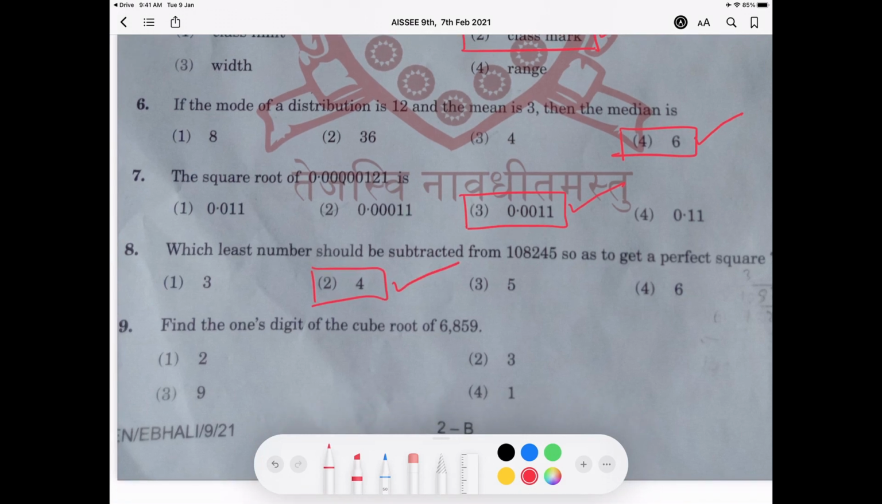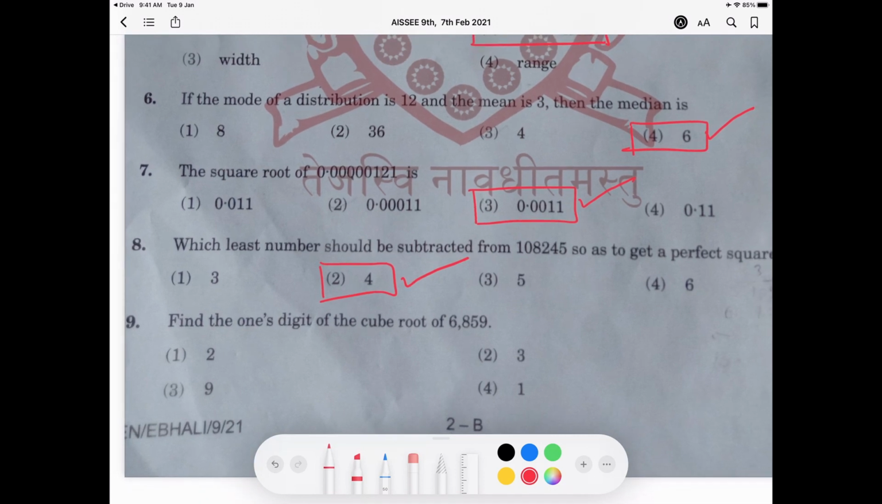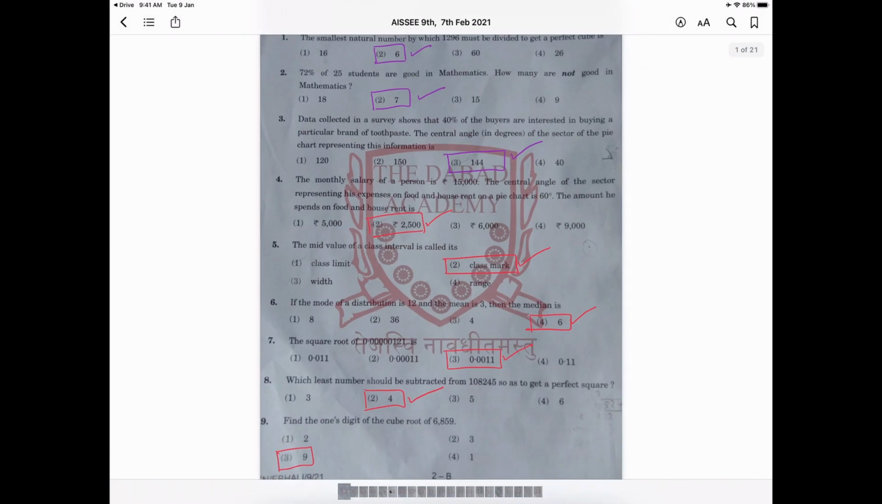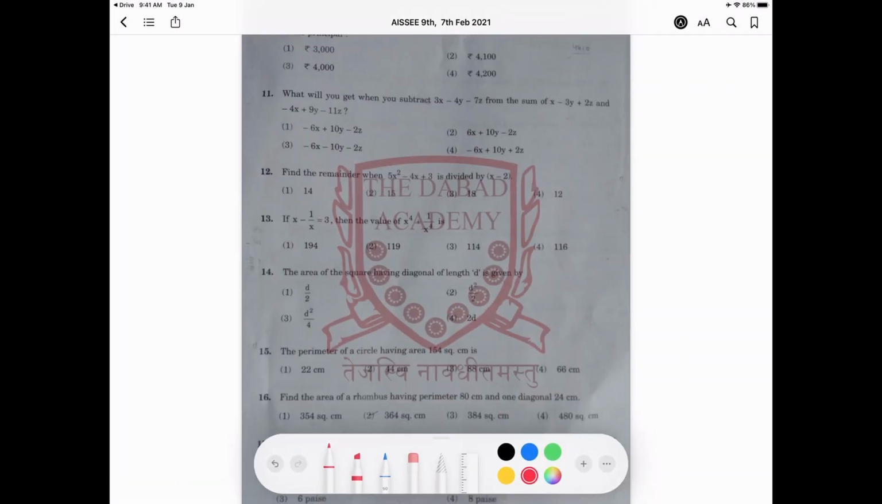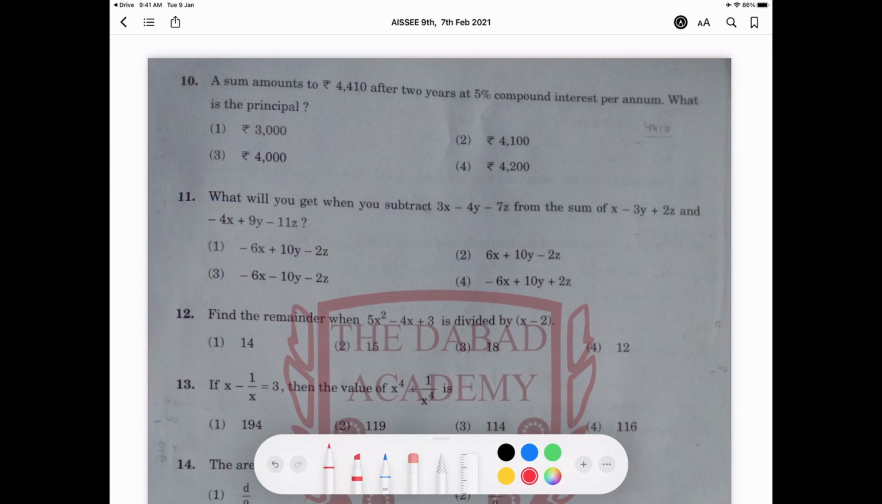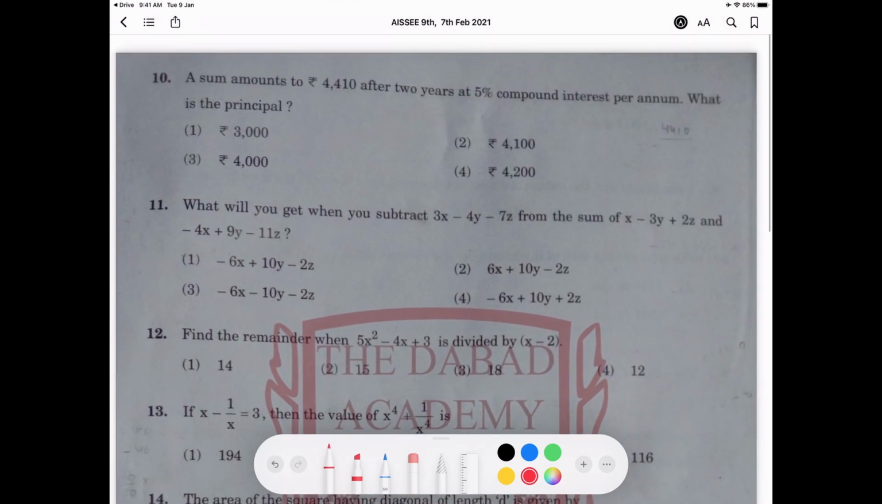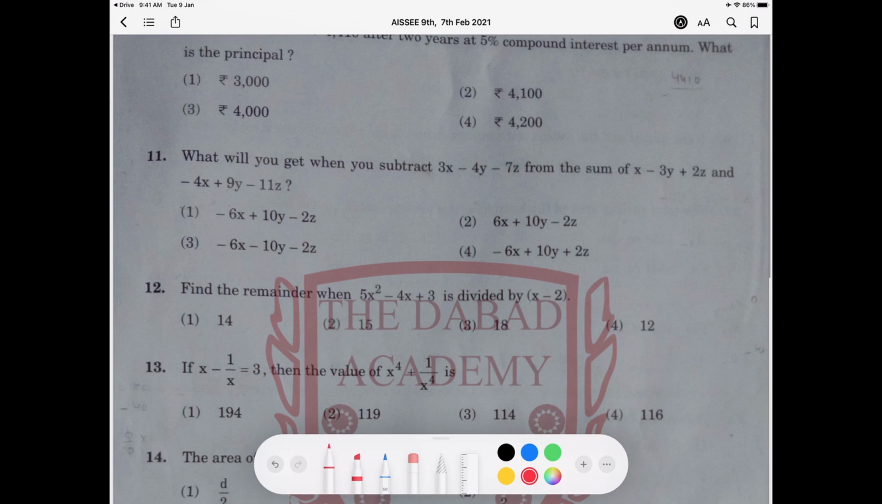In question number 9, the ones digit of the cube root of 6859. So the correct answer is 9, which is option number 3. Moving on to the next page. In question number 10, a sum amounts to rupees 4410 after 2 years at 5% compound interest. So what is the principal? The correct answer for this question is rupees 4000, which is option number 3.